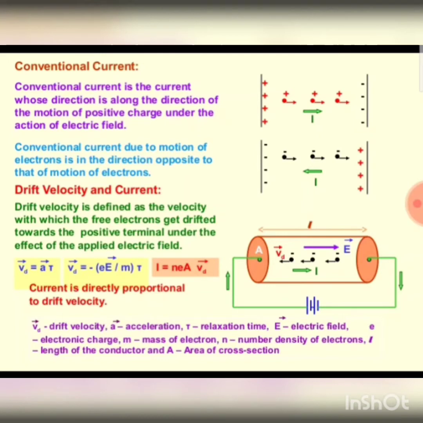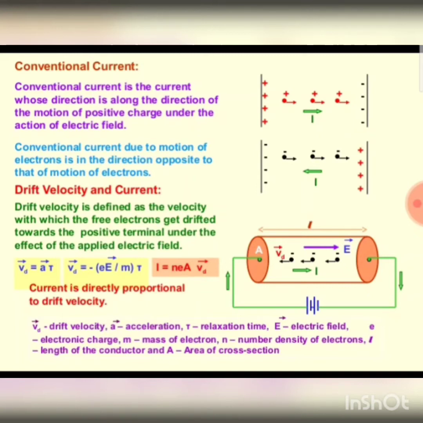Our next topic is called drift velocity and current. Drift velocity is defined as the velocity with which the free electrons get drifted towards the positive terminal under the effect of the applied electric field. So that drift velocity Vd is equal to a into tau.